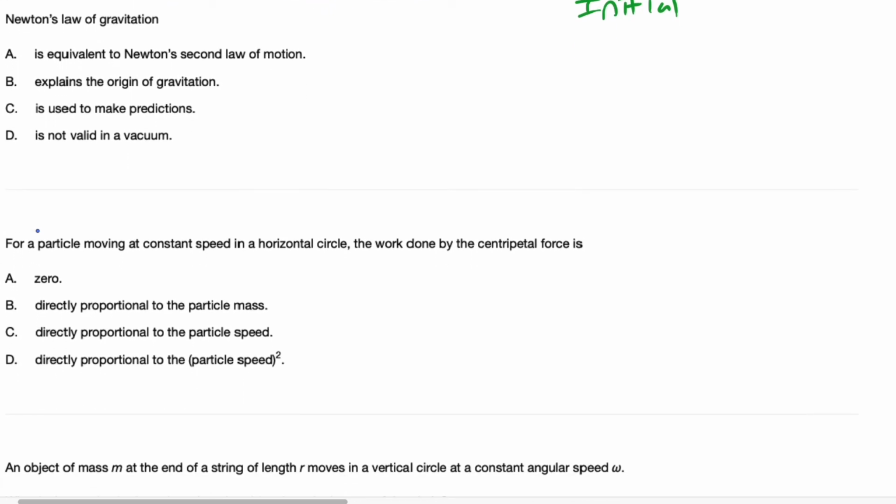Newton's law of gravitation is not equivalent to Newton's second law of motion. It also does not explain the origin of gravitation. Instead, it is used to make predictions about the gravitational force between two objects if the two objects behave like point masses. So C is the answer.